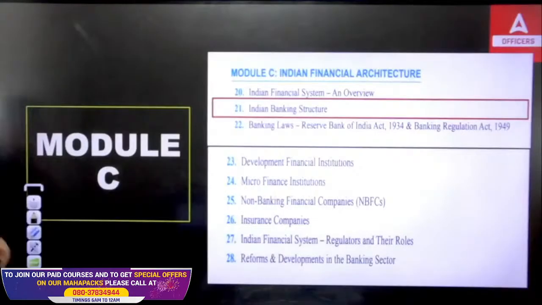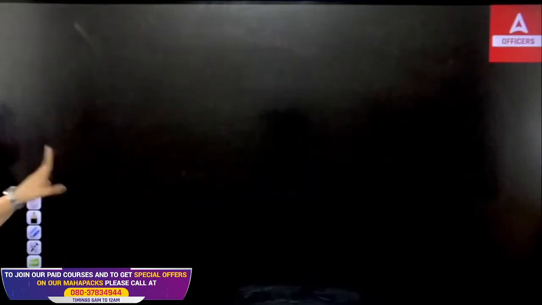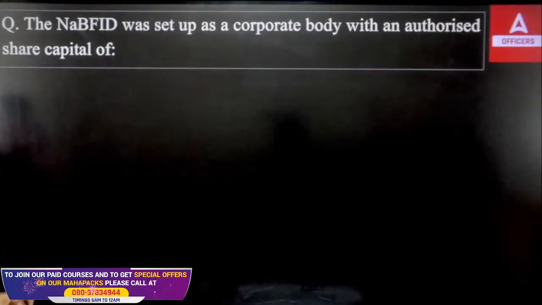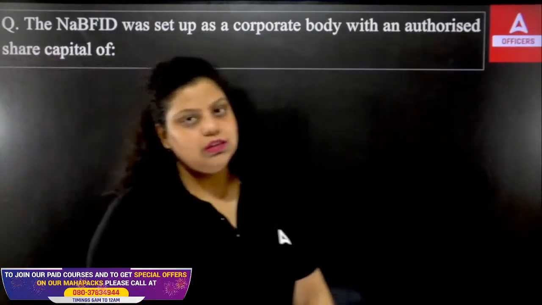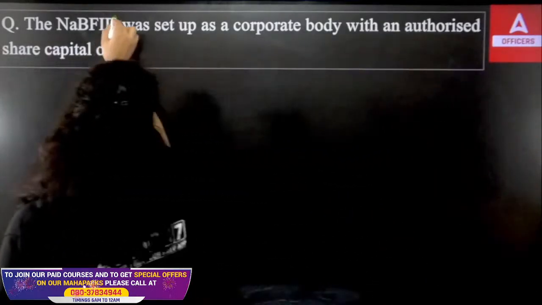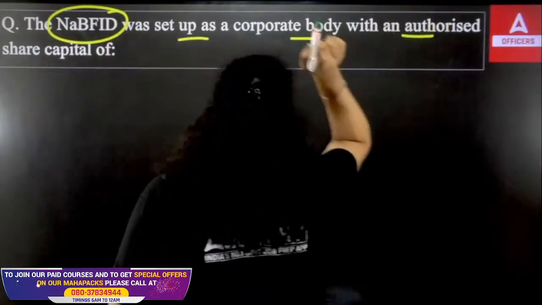Okay. Now I hope I have covered the maximum here in the form of theory, or a kind of introduction to the chapter. Now let's move forward and talk about the questions, and we will discuss the rest of the chapter in the form of MCQs. Okay. So the first question is, the NABFID was set up as a corporate body with an authorized share capital of dash.